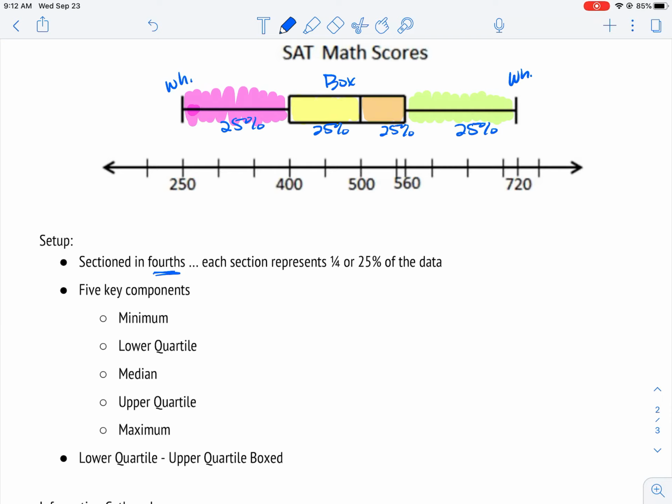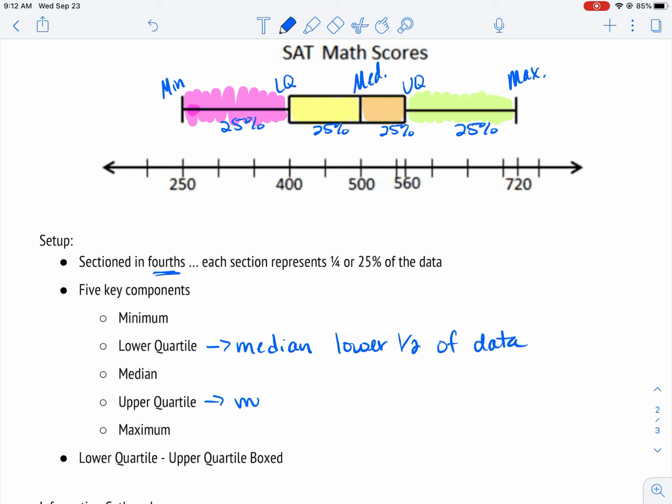Along with those 25%, each of these lines has a meaning as well. This first one is known as the minimum. This is known as the lower quartile, the median, upper quartile, and the maximum. I should say that the lower quartile is the median of the lower half of data, okay? And the upper quartile is the median of the upper half of data. And you can see between the lower quartile and the upper quartile that they are boxed.